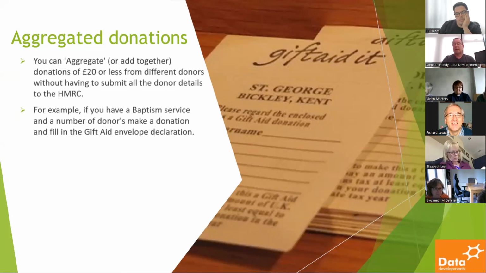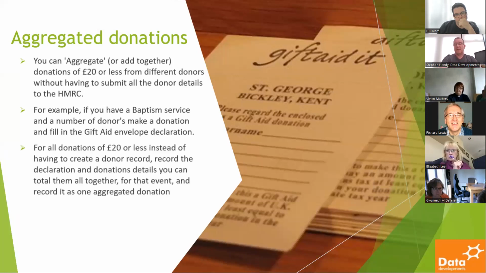And that's it. Then it doesn't matter if there's 50p in the envelope, if there's £19 in the envelope, you're just aggregating the total together and submitting it as one aggregated donation. So again, you're maximising the amount of Gift Aid on all the one-off donations, however large or small they are.